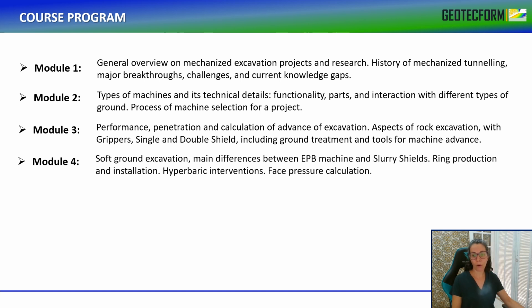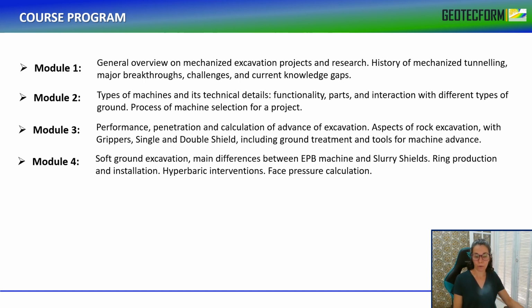Then in module 4, we enter soft ground excavation. We're going to talk about slurry shields and EPB machines. We are also going to look into the variable density machines, the multi-mode machines, though not so much because the variable machine is quite new. It has not been used in that many projects, and many things are very much related either to the slurry or to the EPB machine.